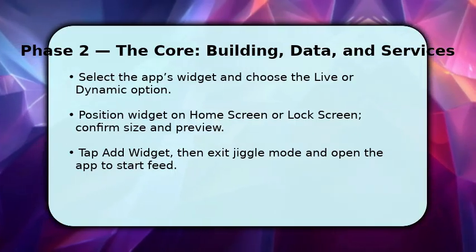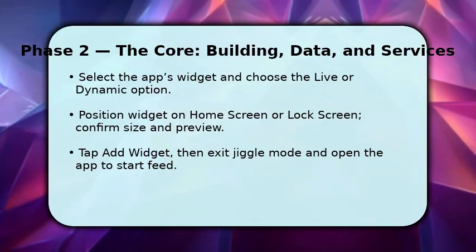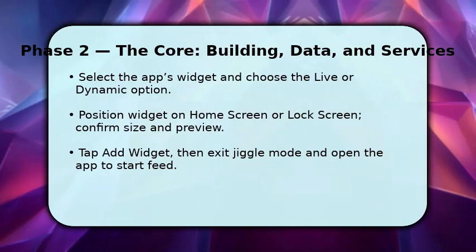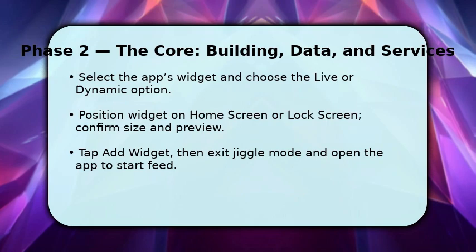Make sure Preview shows live content. This ensures the widget is permitted to refresh. Tap Add Widget, then exit Jiggle Mode. Finally, open the app to activate its feed, so the widget begins receiving live updates.